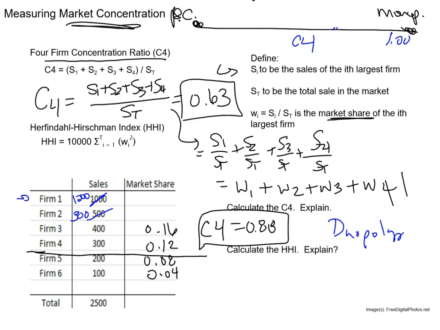That's one of the issues with the C4: it's not very sensitive to changes. It's got a really nice explanation. It's very easy to communicate to your boss or your client what's going on with this metric, but it's going to miss some things. It's not as sensitive a measure as maybe we'd like sometimes.